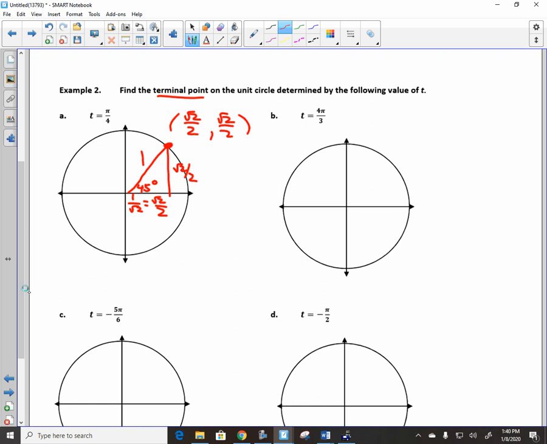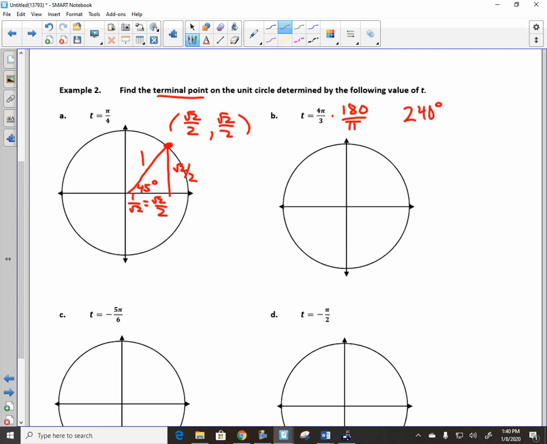4 pi over 3. Oh my gosh. How many degrees is that? How'd you know it was 240, Ellie? You looked at the front page. Attaboy. All right. If you want to convert it, remember we multiply by 180 and we divide it by pi. What happens to the pi's? They cancel. 180 divided by 3 is 60 times 4 is 240. So good job.